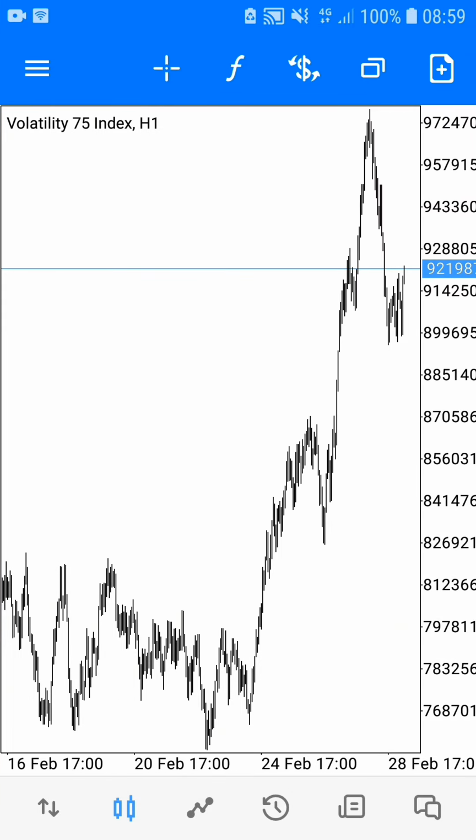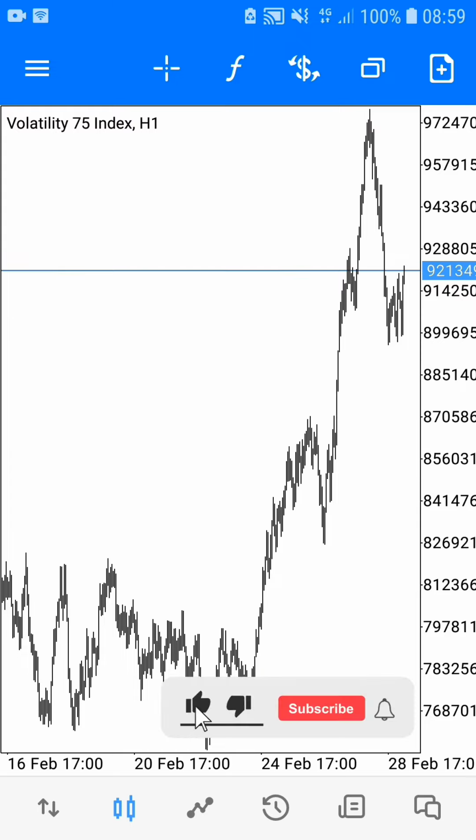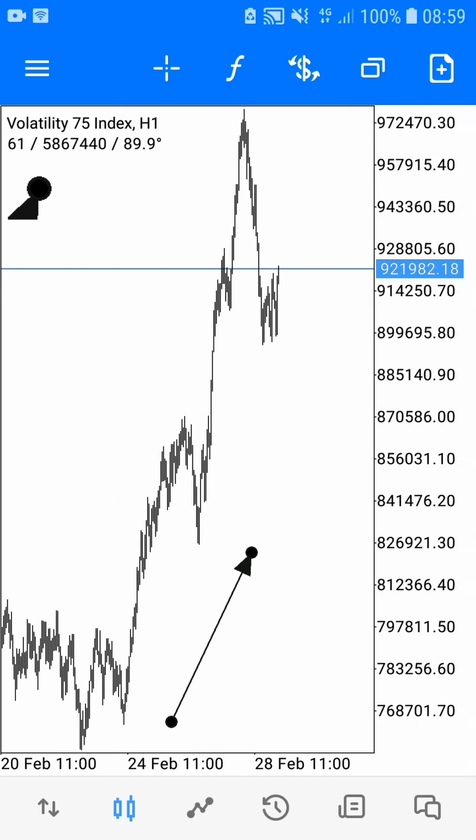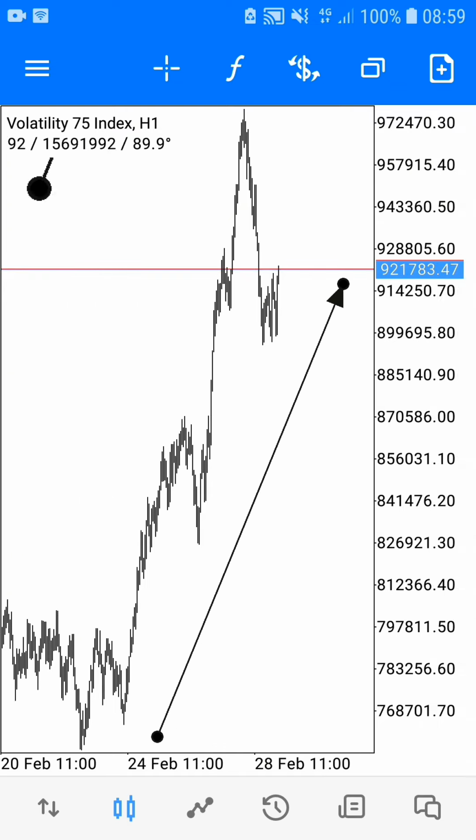Ladies and gentlemen, as said earlier, the pair that we will be using to do our analysis today is VIX 75 index, or commonly known as Volatility 75 index. And as usual, the first thing that you must always do once you have opened up your charts is to know the direction of the market price.